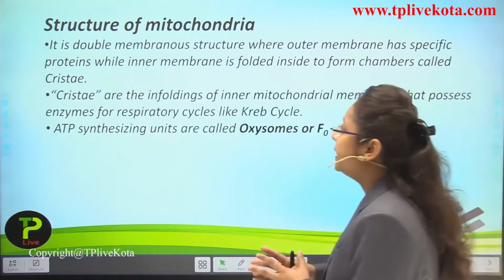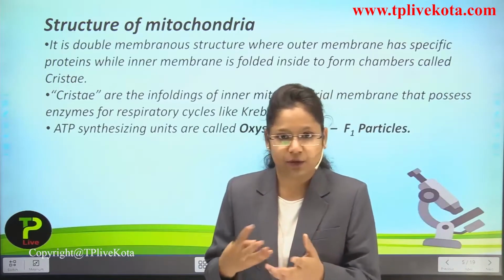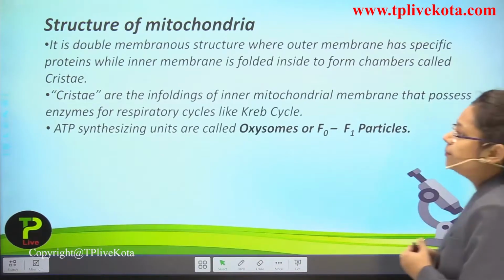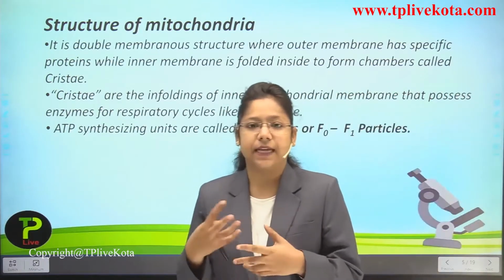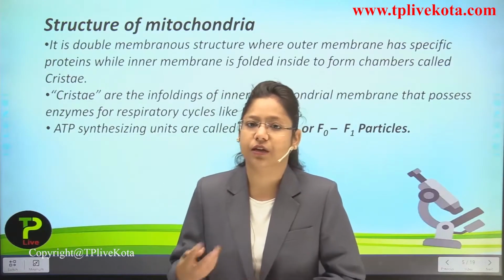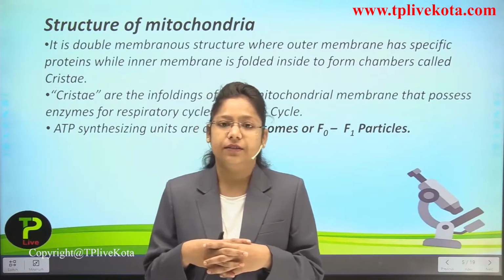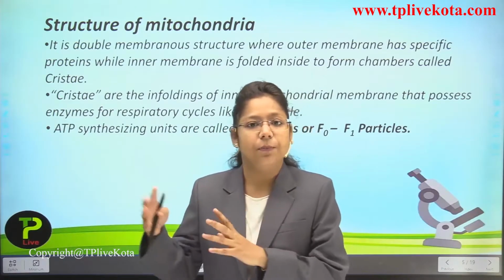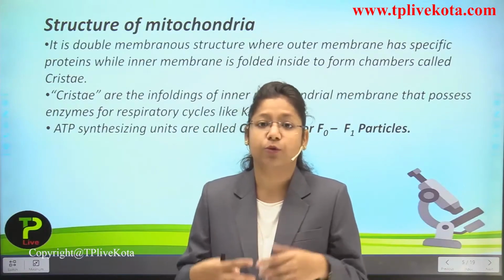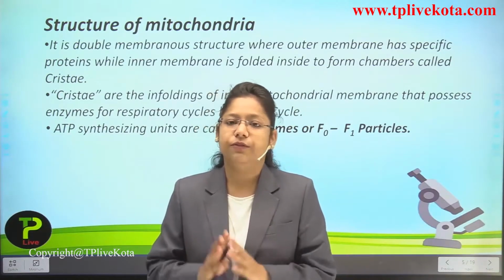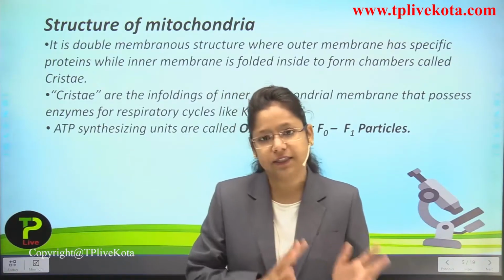The cristae are the enfoldings of the inner mitochondrial membrane. They are responsible for the respiratory cycles like the Krebs cycle. The Krebs cycle is the cellular respiration which occurs in living organisms, but we are going to discuss it in upcoming lectures when we discuss human physiology. For now, remember only that the Krebs cycle is responsible for cellular respiration.